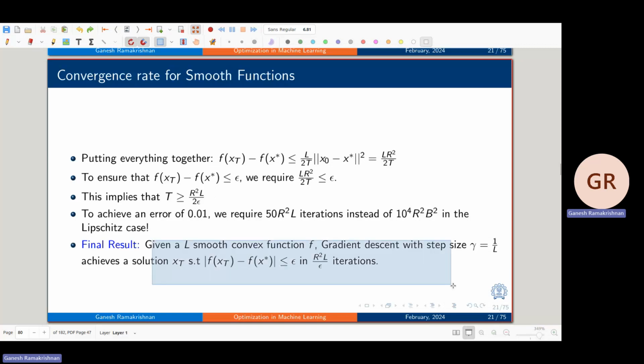So this is the final result. Given a smooth, Lipschitz smooth convex function, gradient descent with step size gamma equals 1 by L gets you error less than or equal to epsilon in r square L by epsilon iterations, which means for an error of 0.001, we need 50 r square L instead of 10,000 r square L. You see the difference?